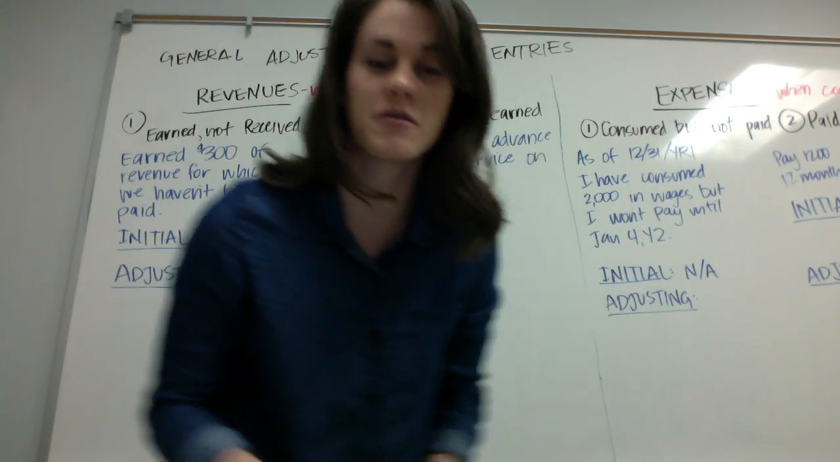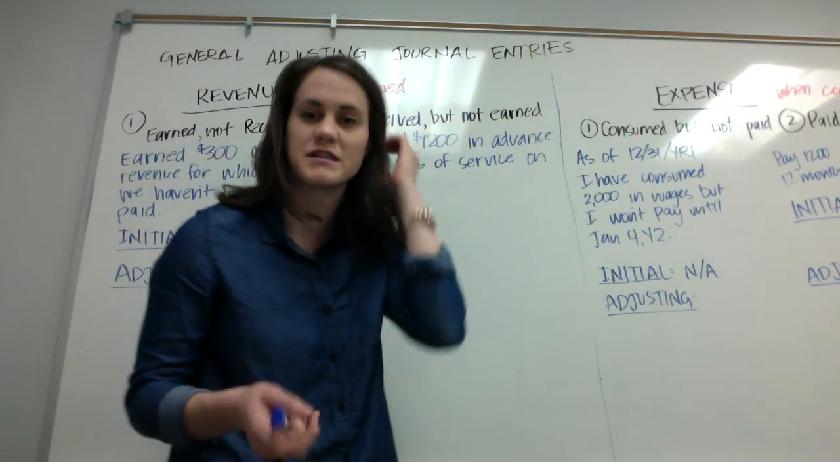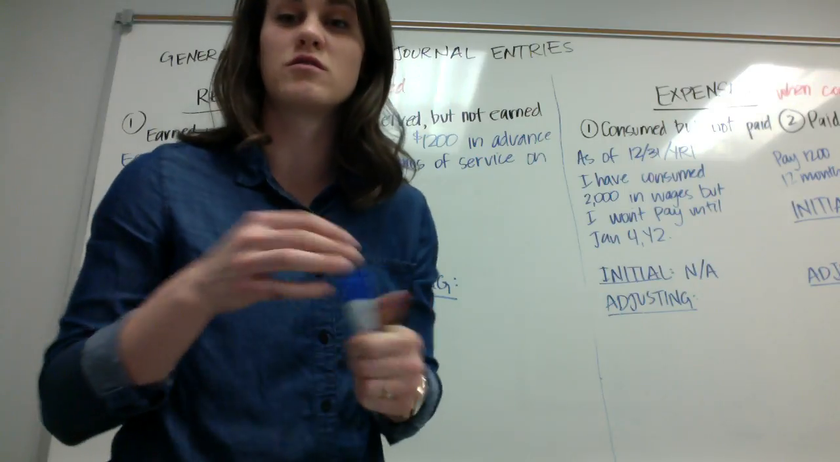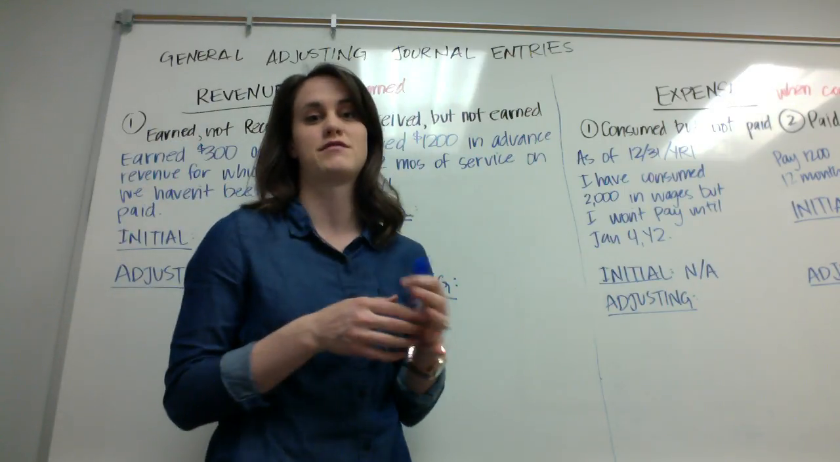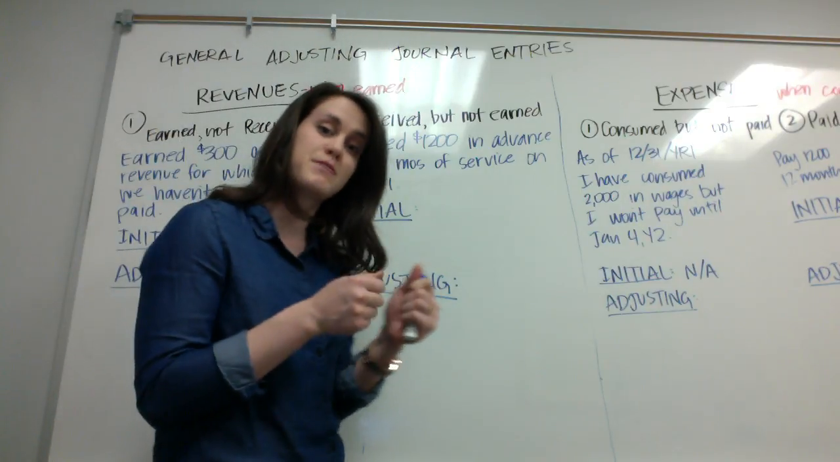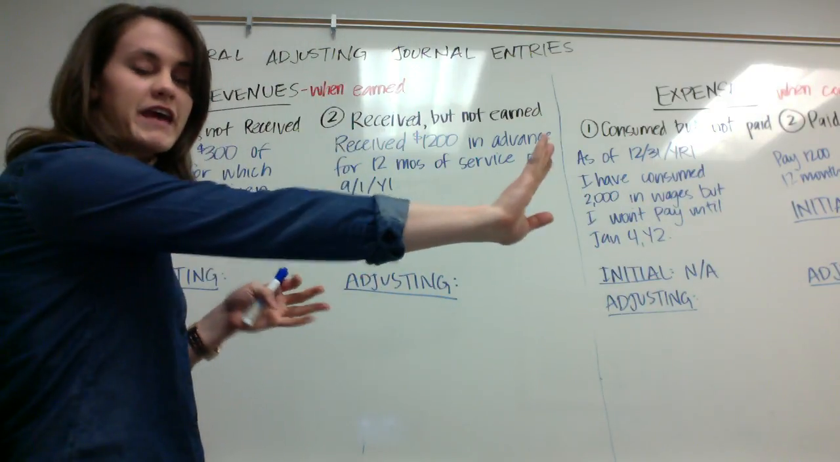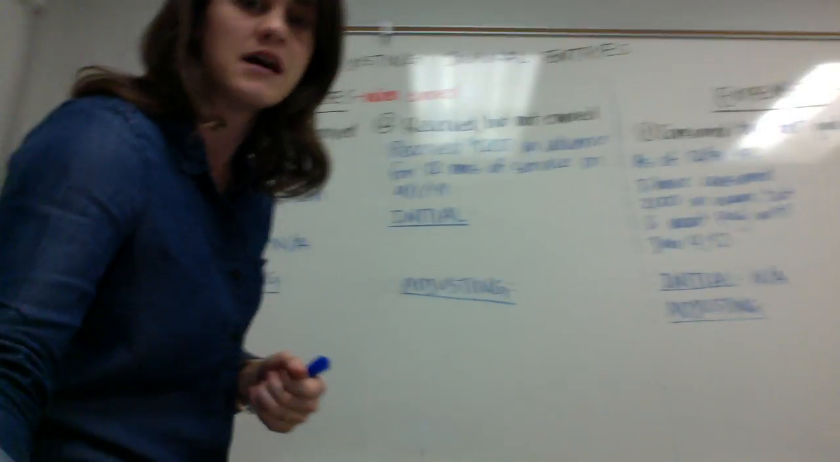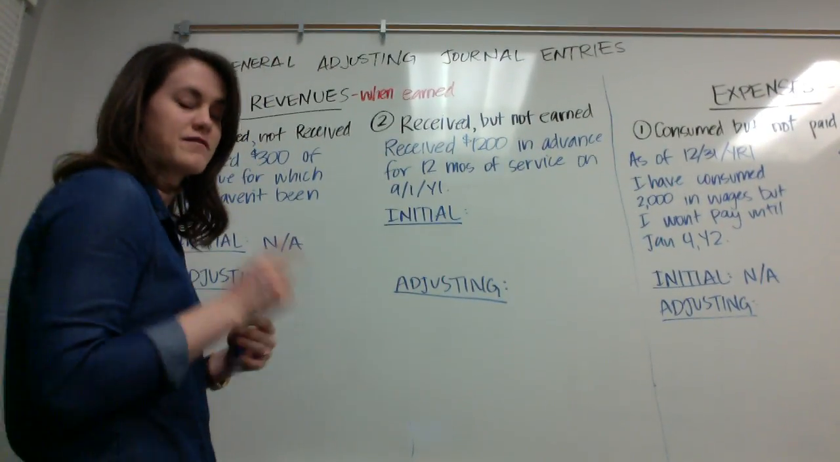Okay, y'all, I'm going to go over some general adjusting journal entries in this video, and then I will get to a loan adjusting journal entry in a next video. So we're going to approach these from two angles, first revenues and then expenses. So don't worry that you can't see the expenses yet. We'll get there after we talk about revenue.